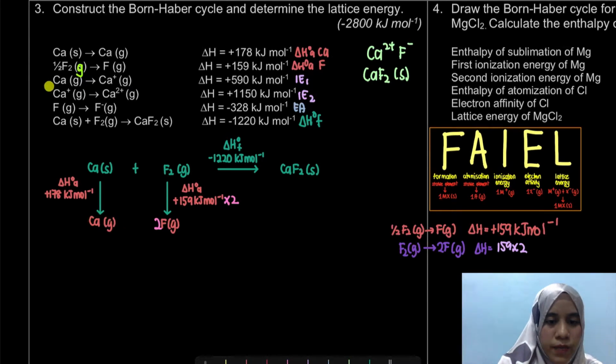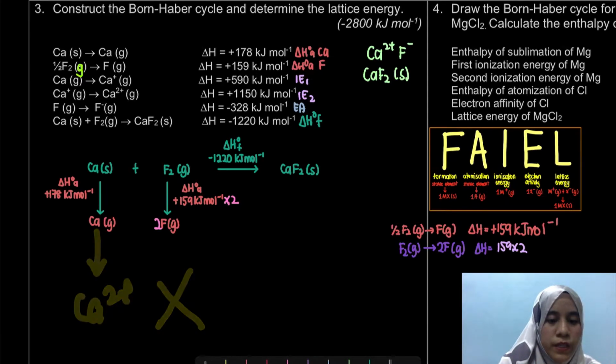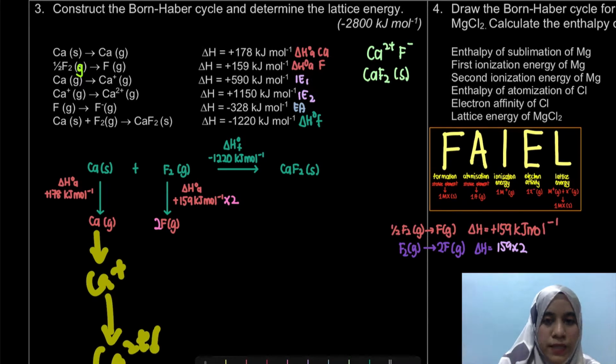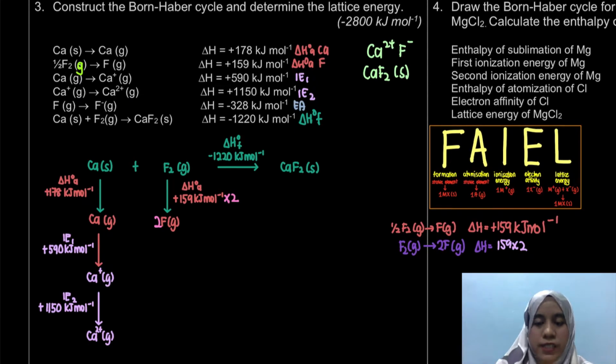So from calcium gas to become Ca plus gas. We can't go straight from calcium gas to Ca2 plus gas. Cannot. We have to write down one by one. Here Ca plus, then we have another Ca2 plus gas. We have to do it step by step, because for each of them we have different values. So that is for ionization energy. Again, we have to do it one by one. Cannot go straight to Ca2 plus gas.